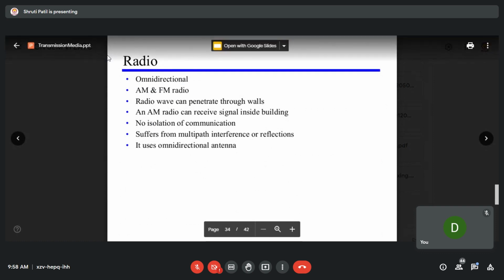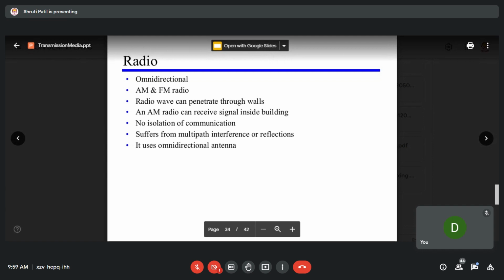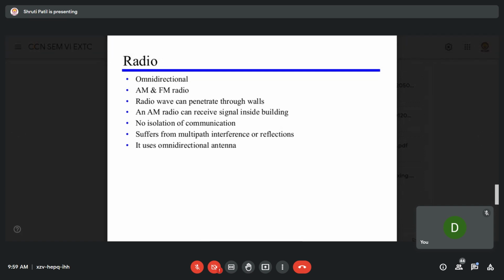So radio waves, all of you know, we are using, like AM radio or FM radio, and these radio waves are omnidirectional. Okay, omnidirectional means they are not directed to one particular direction. Omni is all, everywhere, so radio waves can be present everywhere. They can penetrate through walls. AM radio can receive signal inside the building.